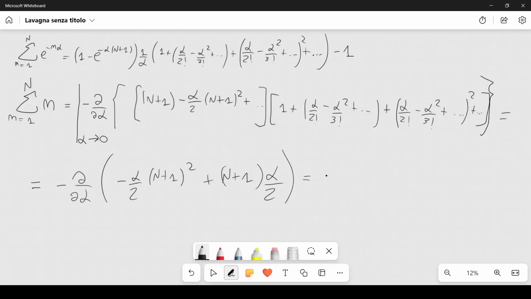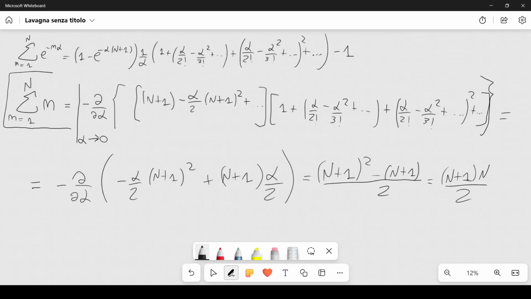So the result, all in all, when we take this derivative and also consider this minus sign, is (n+1) squared minus (n+1) over 2, which is (n+1) times n divided by 2. So this is a well-known result. It is the summation of n, and this gives us the following result.